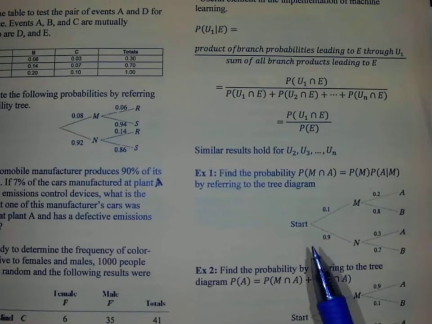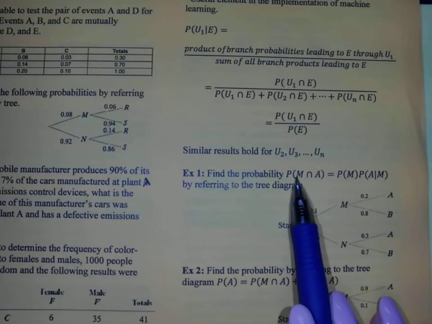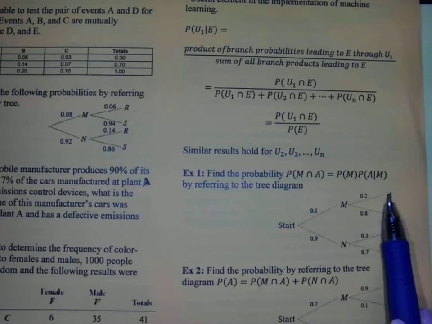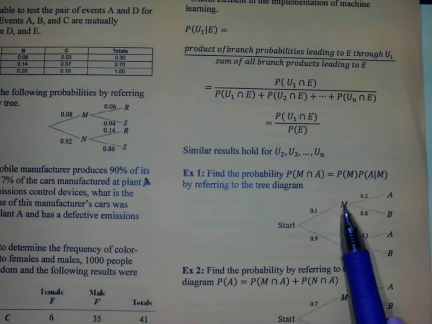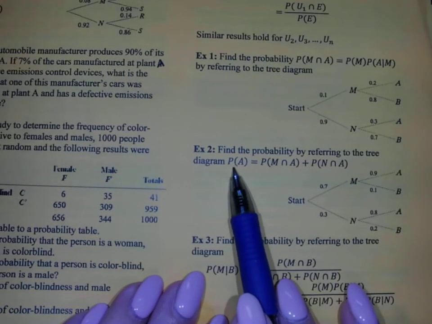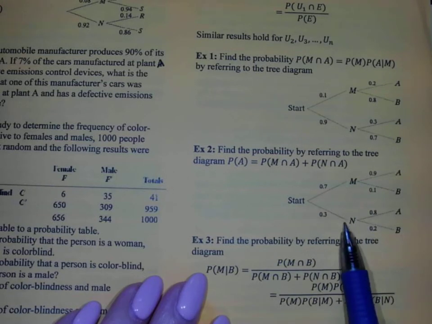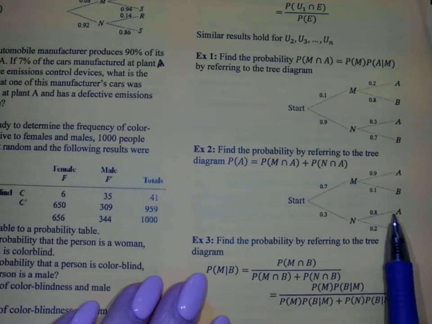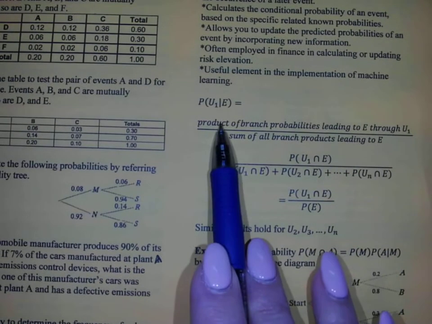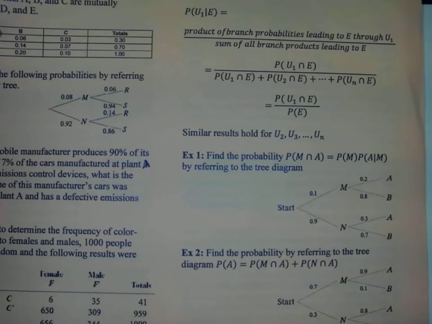So basically, if we look at this problem here in example 1, we're looking at the probability of M intersected with A. M intersected with A means it follows through M and then it follows through A. Now, in the second one, we're looking at the probability of A. That means we've got the probability of M through A and N going to A. So this is where we're going to be looking at the sum of all the branches, and we've got the branches that are leading to what we're looking for. All right, so that kind of gives you an overview. Let's actually go look at a problem.